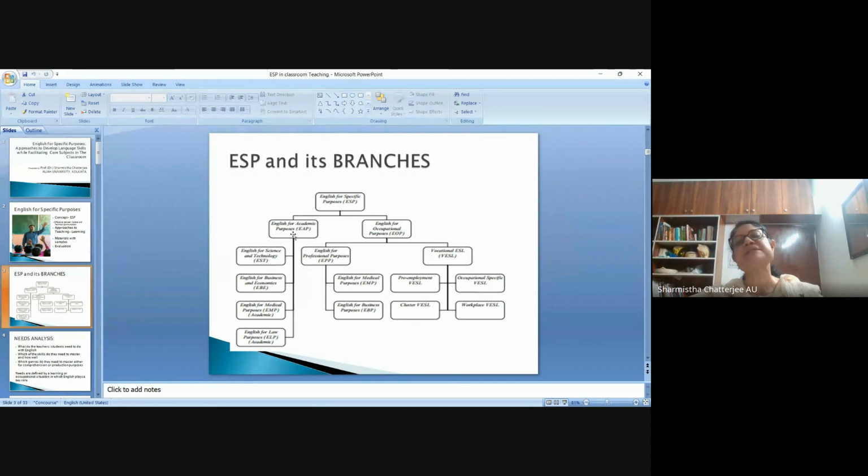And on the right, you see ESP also refers to English for occupational purposes. That would mean, you as a botany teacher, you as a computer science teacher, you as probably a physics teacher or life science teacher. What kind of English will you need, right?